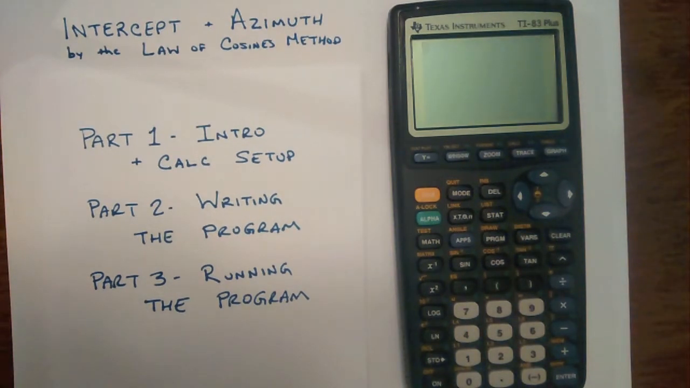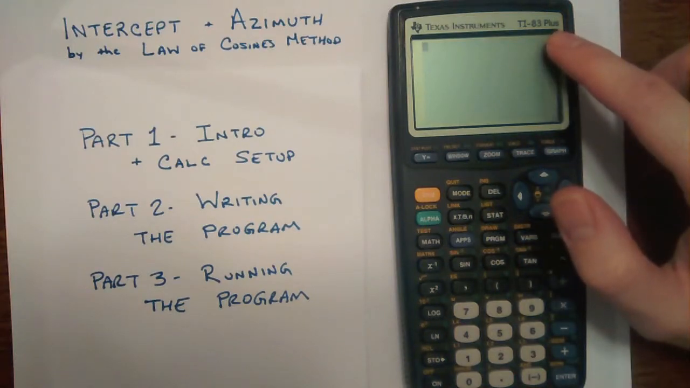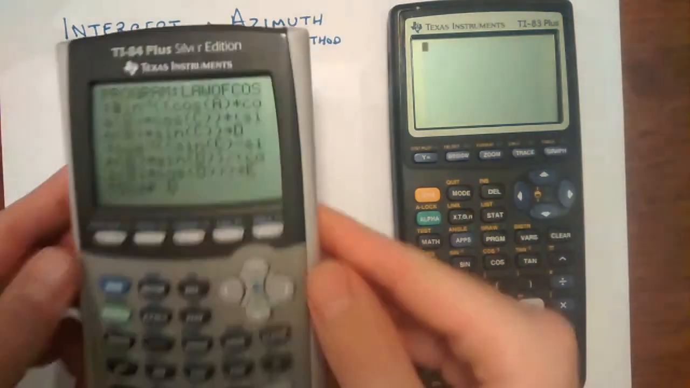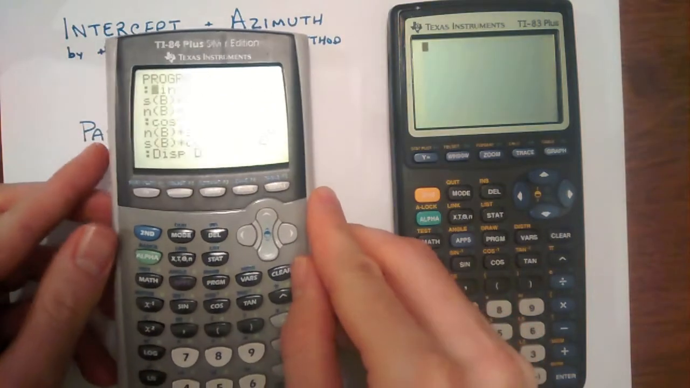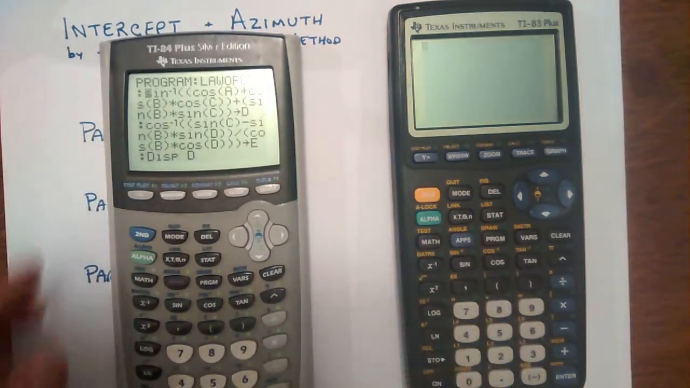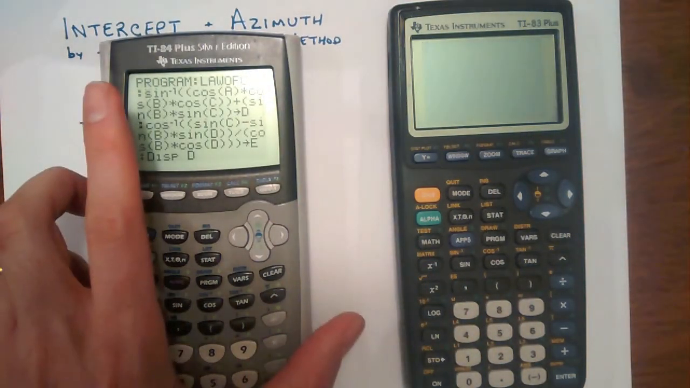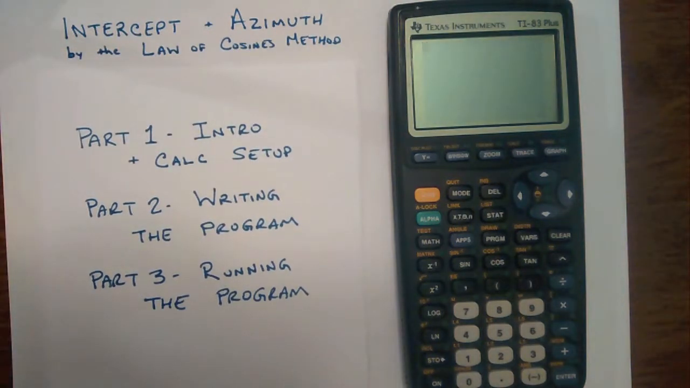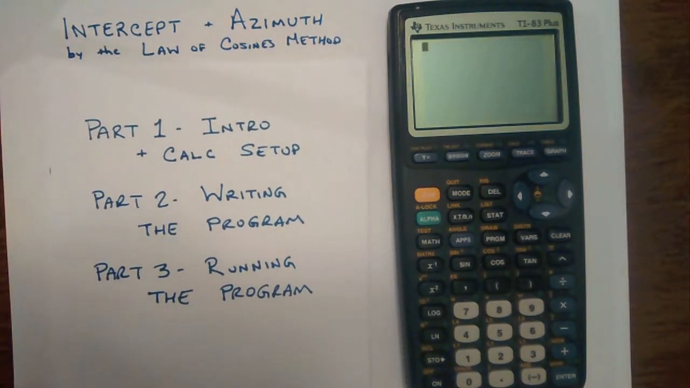You can write this program on a TI-83, a TI-83 Plus like I have over here, a TI-84, or a TI-84 Silver Edition like I have here. These calculators are commonly used in high schools and are readily available.